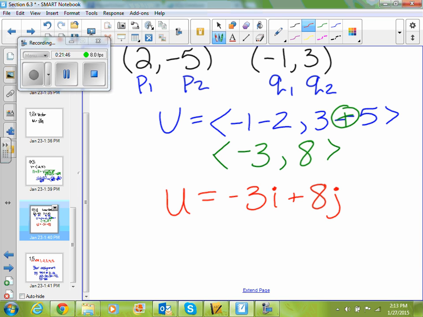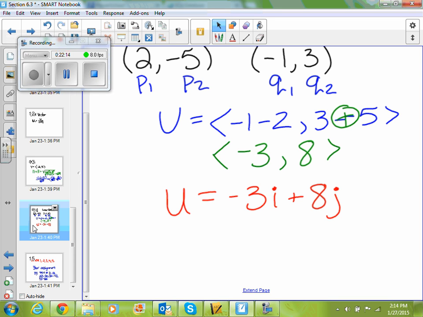What did i mean? i means initial point, j means secondary point. I didn't make up the letters. People way smarter than me and way older than me made up the letters. I just know what they mean.